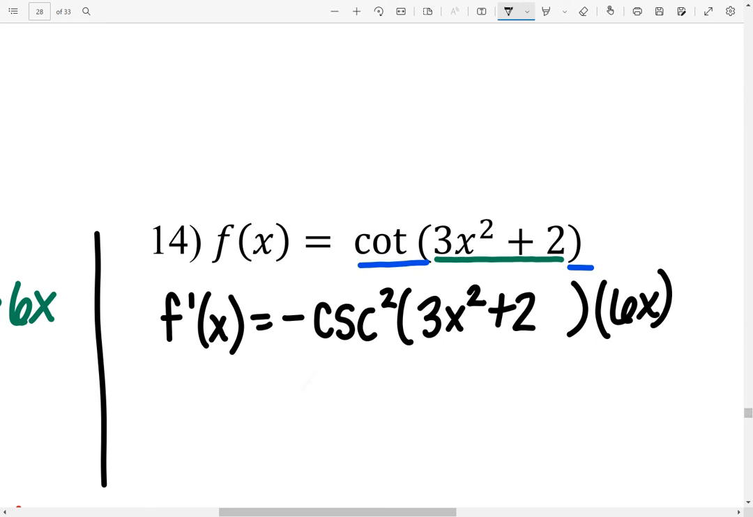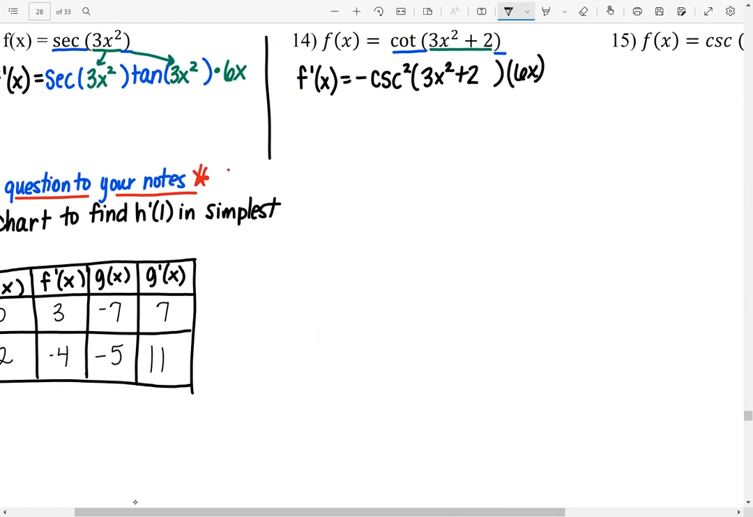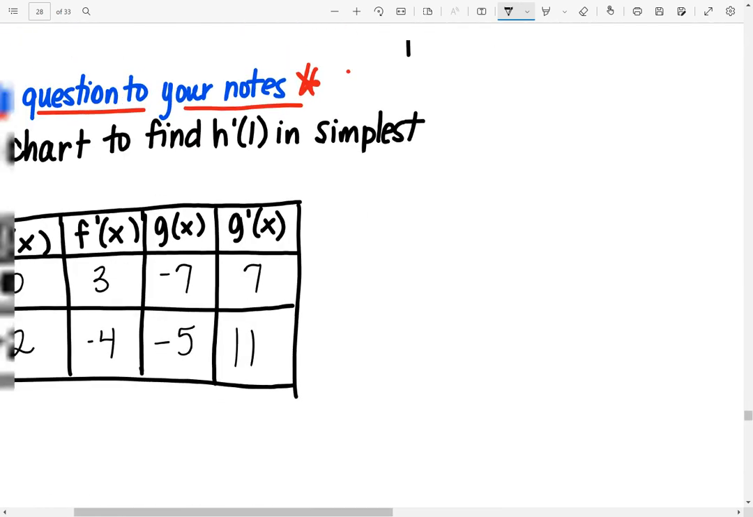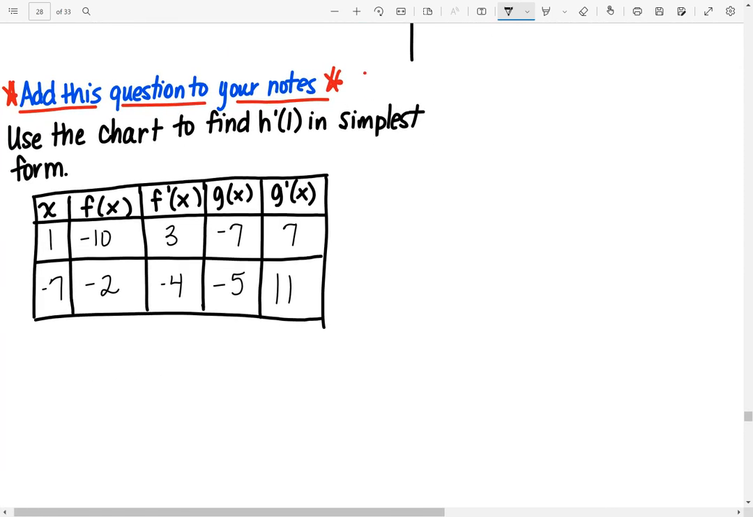The last thing we need to talk about are table problems, which throw a lot of students off because they're tables and not expressions. They're not that bad. So take a minute, pause this video, and add this chart into your homework. Not into your homework, into your notes. We're going to use this chart to find h prime of 1 in simplest form. And we should also note that h of x is equal to f of g of x. So take a second, pause, and add this into your notes, and then we will work it out.